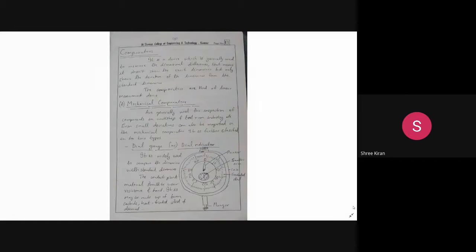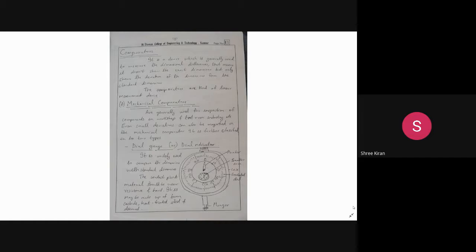In the case of dial gauge or dial indicator, this is the figure. In the meantime, look at the figure and note down what parts are available in the dial gauge. Anyway, you have seen this instrument in our manufacturing technology lab and you have done the experiments, the calibration, everything. Am I right, Vishnu AP? Yes, sir.